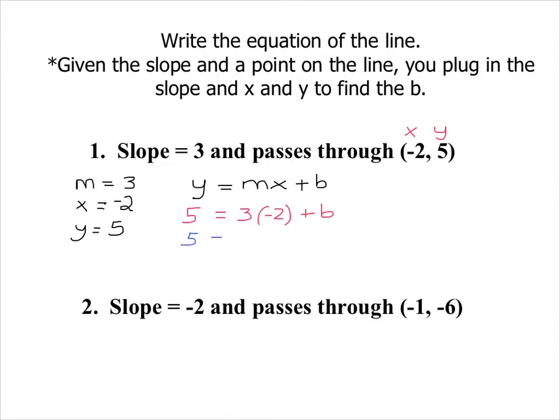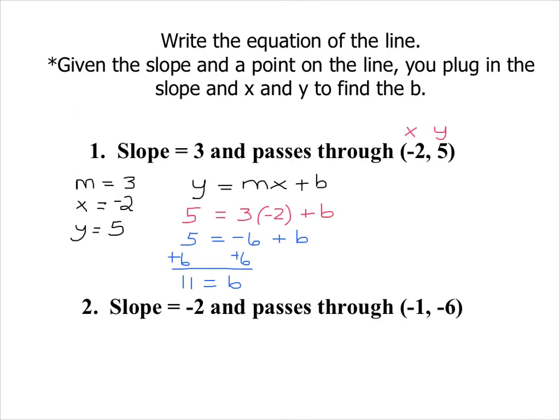That gives me 5 is equal to -6 plus b. I'm solving for b, which means I need to get b alone. So I'm going to add 6 to both sides, and that gives me 11 is equal to b. So we've now found b.